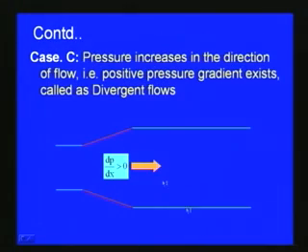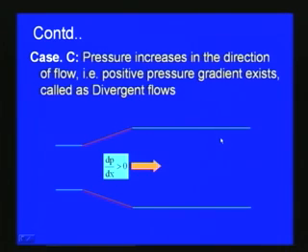And in the third case, the pressure increases in the direction of flow. That means the flow diverges, so dP by dx is greater than 0. You can see that a positive pressure gradient exists, and this kind of flow is called a divergent flow.